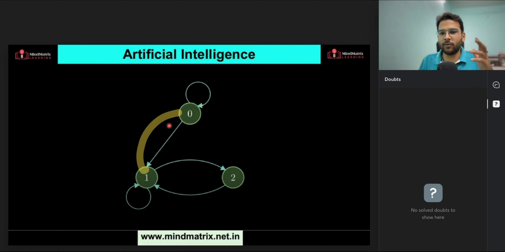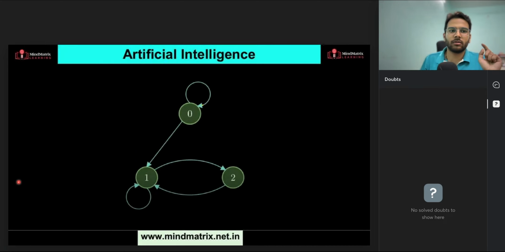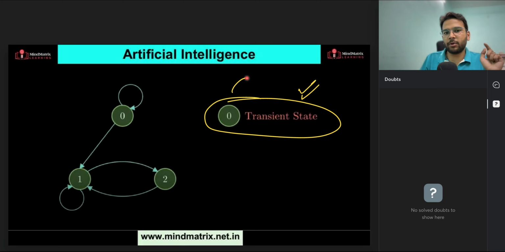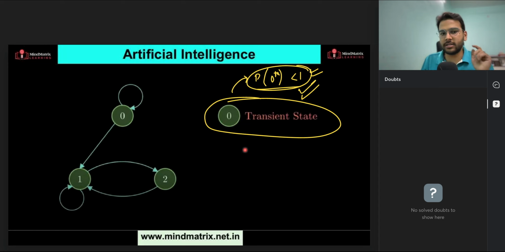So if this is the scenario, that means it is not bound to happen that I will reach the 0 state after some steps. Are you getting this? Clear? So I call this 0 state a transient state. A state is called a transient state when the probability of going back to that state is less than 1. Understood? Okay. So we can say when the probability of going back to that particular state, let's say the 0th state, is less than 1, that state we call a transient state.